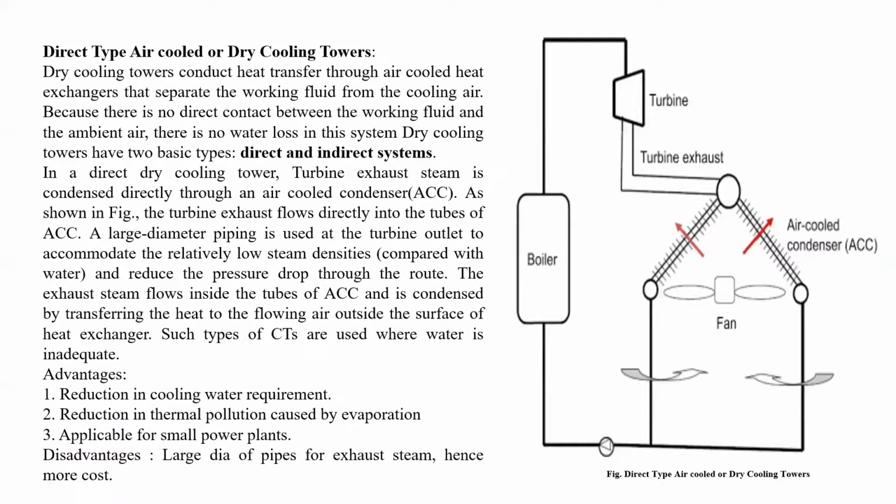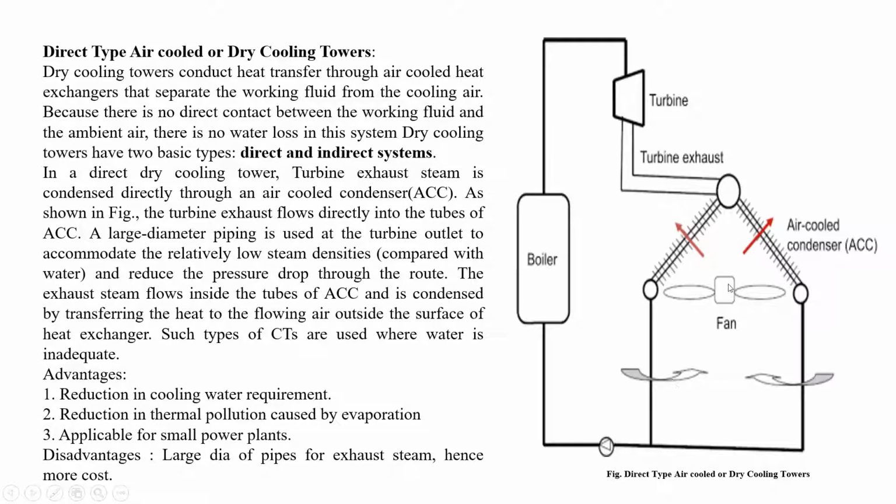Okay, so we are going to see two types: direct type air cooled or dry cooling towers, and indirect cooling towers. Here you can see the picture. The exhaust stream coming from the turbine is taken to the header of the condenser. This condenser has subheaders, and you are seeing there are a number of tubes inside this header. When the exhaust stream flows through the condenser header and subheaders, the fan is installed below the condenser.